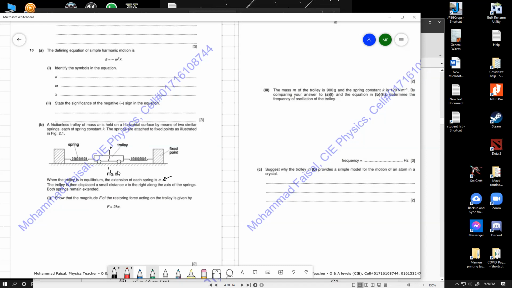Let's say we moved it, let me use red maybe, towards the right by a value of x. This last line is very important. You have to understand: both springs remain extended. It means that whenever we have moved the trolley with x displacement to the right to start the oscillation, even at this displacement both of the springs were extended, which means whenever we move the trolley to the right, this will have a total extension of E plus x.